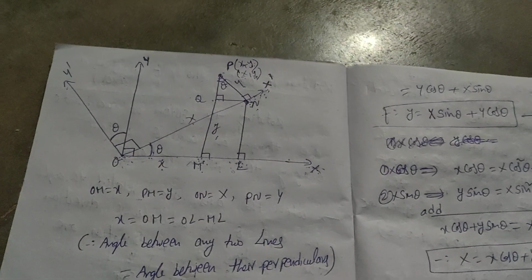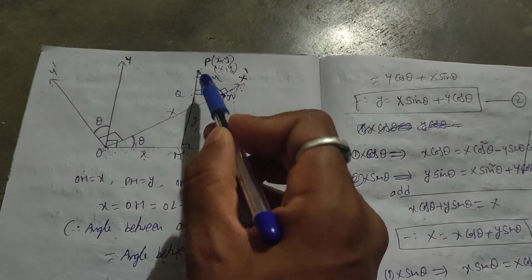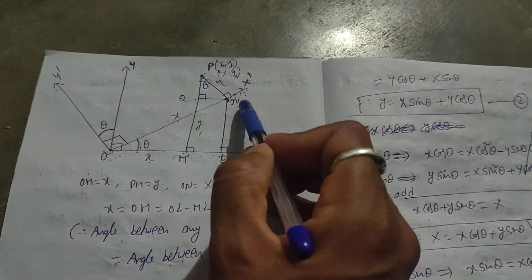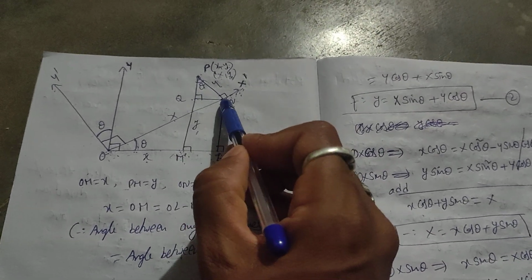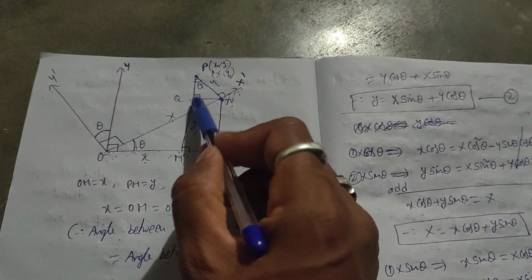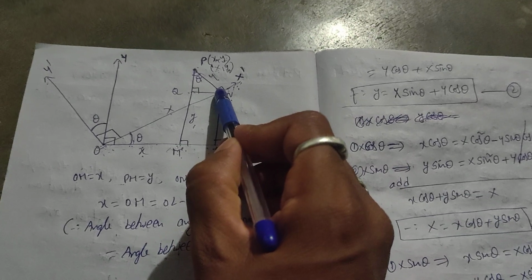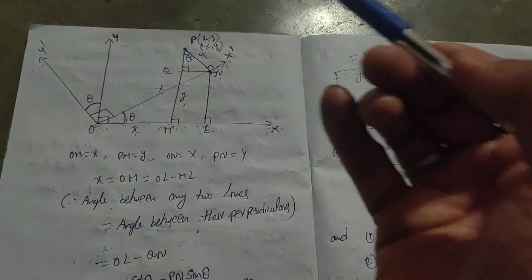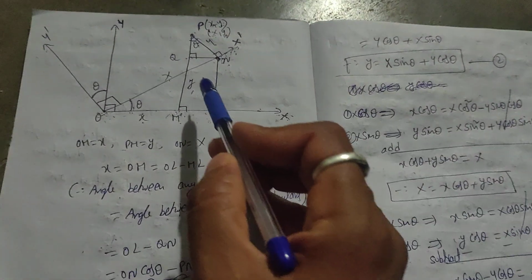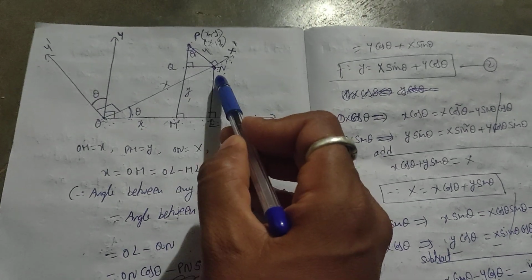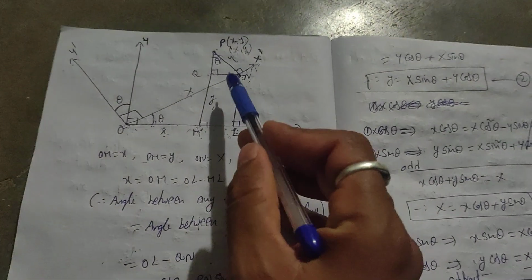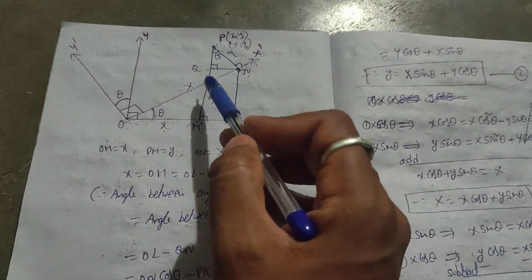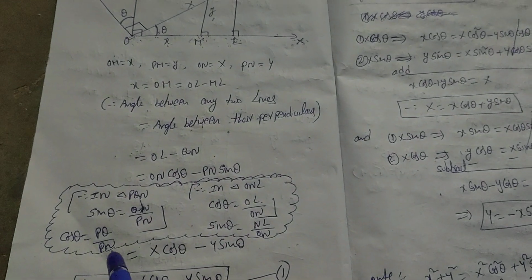Now come to the point. According to that, if you use triangle PQN, this is also one right angle triangle. This is the angle theta. For this angle theta, this is the opposite side, this is the adjacent side, this is the hypotenuse. So we can use two trigonometric ratios, sin theta and cos theta. So sin theta is equal to QN by PN, and cos theta is equal to PQ by PN.